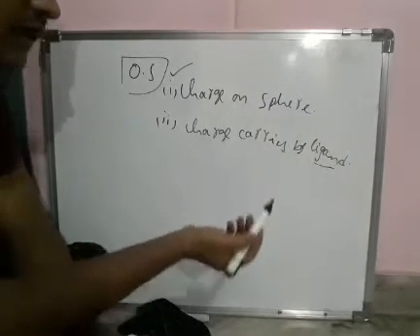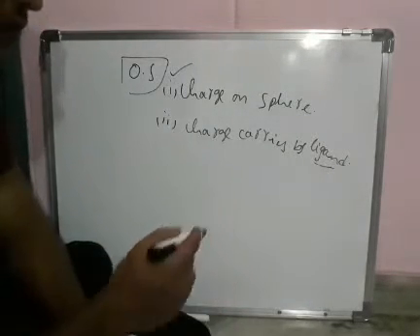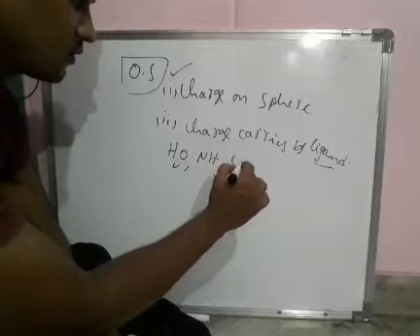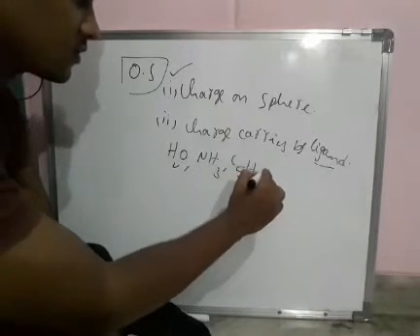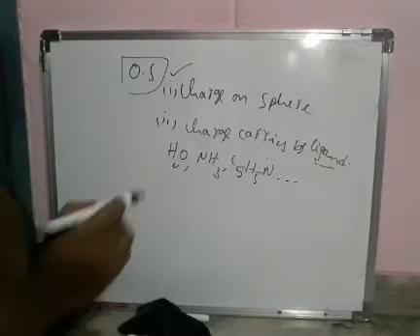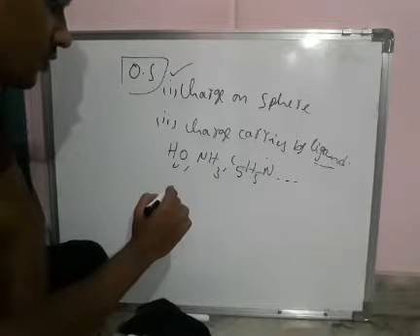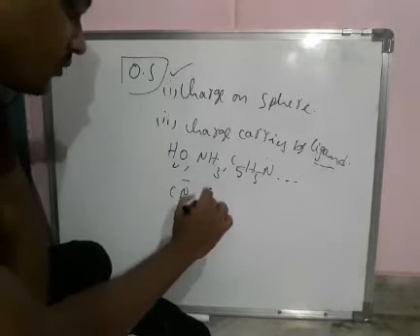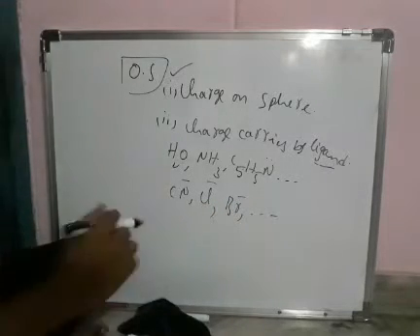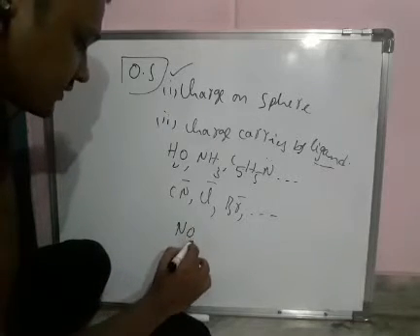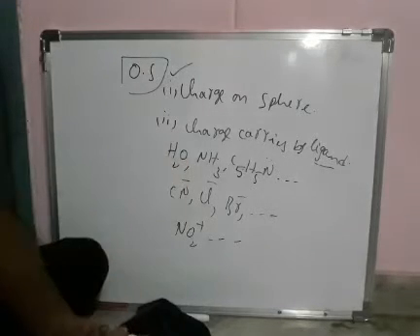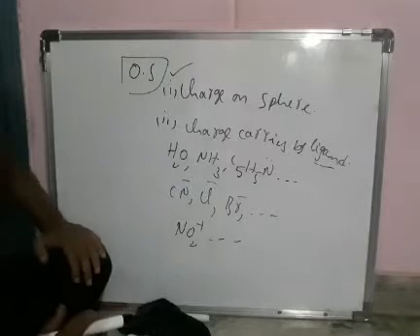Here neutral ligands are there, negative ligands are there, and positive ligands are also there. If you take H2O, NH3 and pyridine, C5H5N, this kind of ligands we call neutral ligands. Negative ligands are Cl minus, Br minus. And NO2 plus is called a positive ligand. So these are three types of ligands we may encounter in the case of complex compounds.